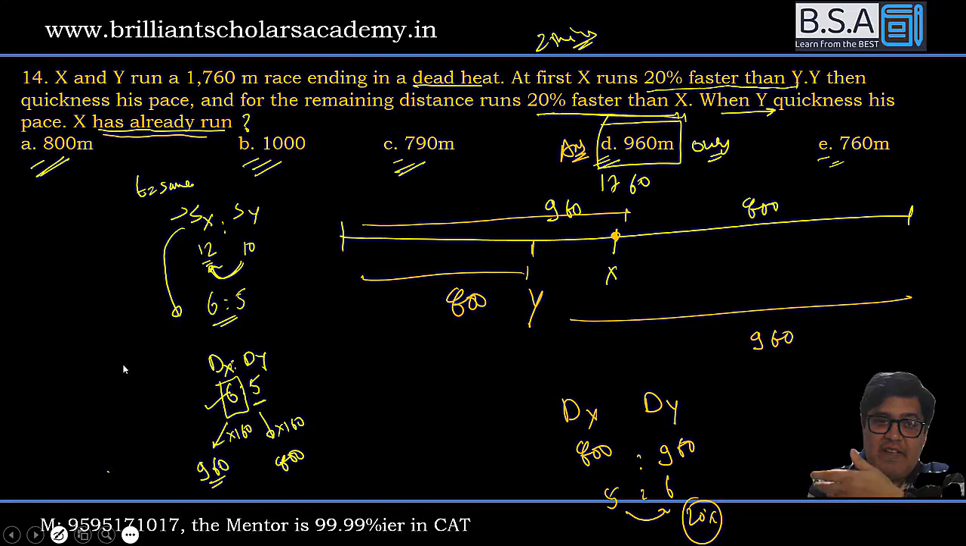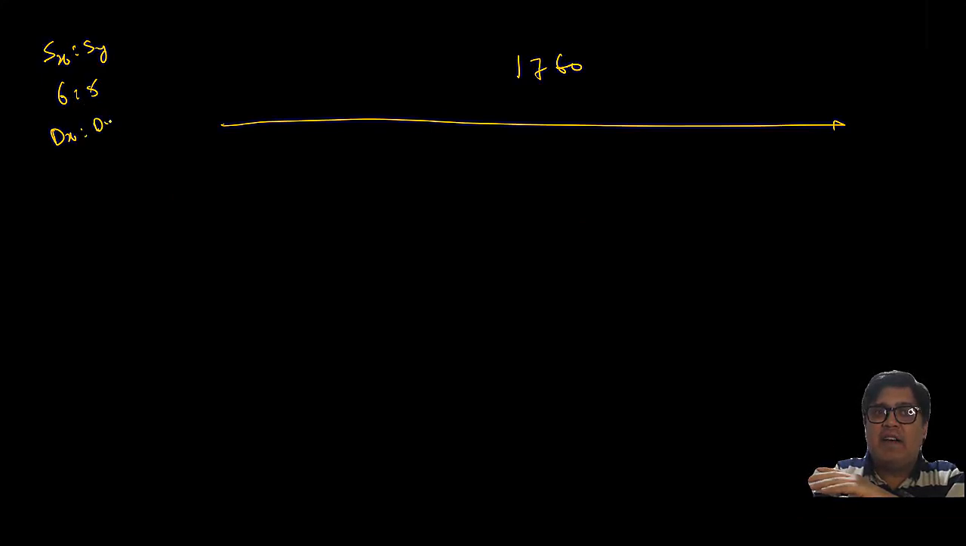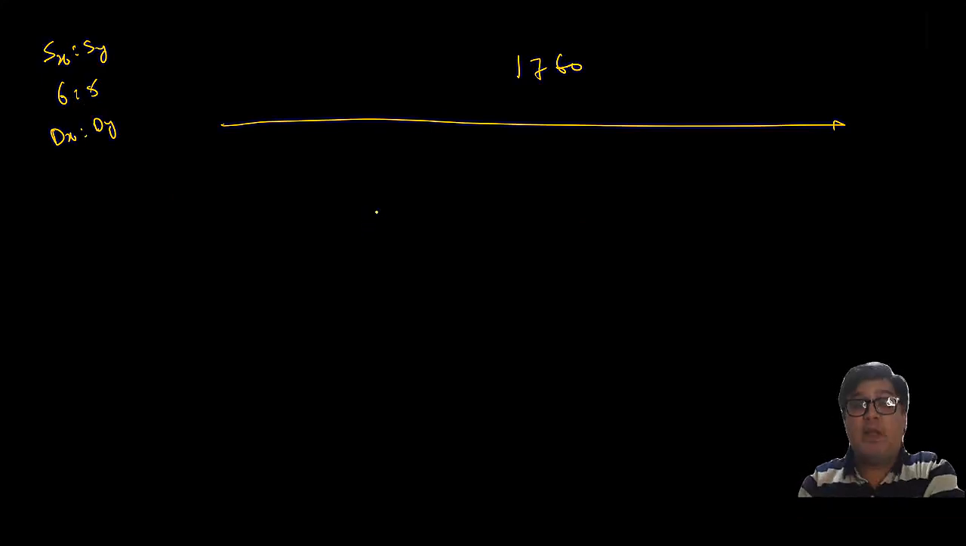So I'm adding one extra slide for you guys to learn this. This slide will not be shared. It's a temporary slide. The distance is 1760, because the speed ratio of x and y is 6/5, so the distance ratio of x and y will also be 6/5. So how much did x cover? X covered 6k.